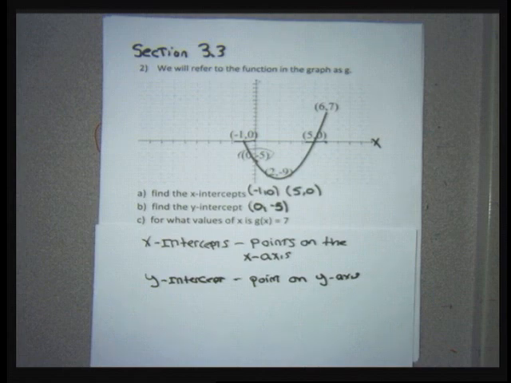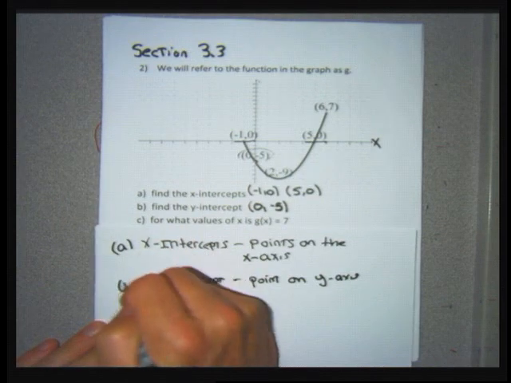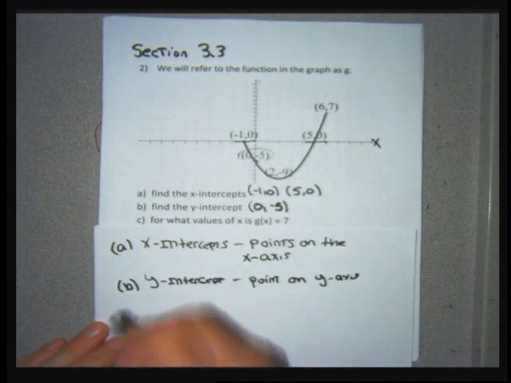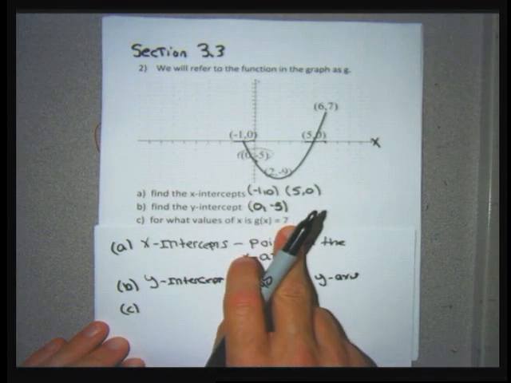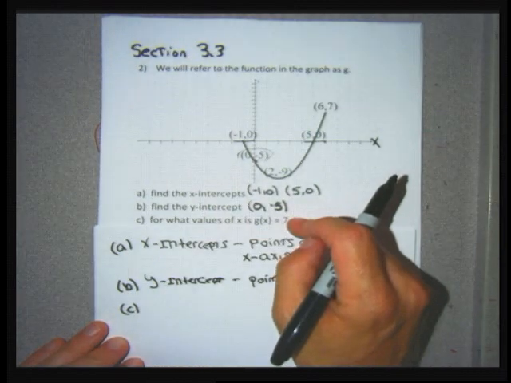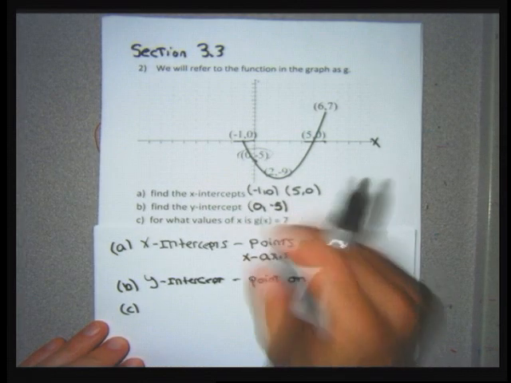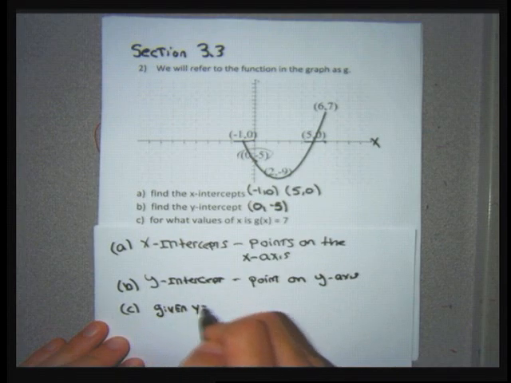Part C says, for what values of x is g of x equal to 7? So A is asking me for the points on the x-axis, B is asking me for the points on the y-axis. C is asking me for the x-coordinate of any point that has a y of 7. The number to the right of the equal sign stands for a y that corresponds to the x. So part C is really giving me a y equal to 7.